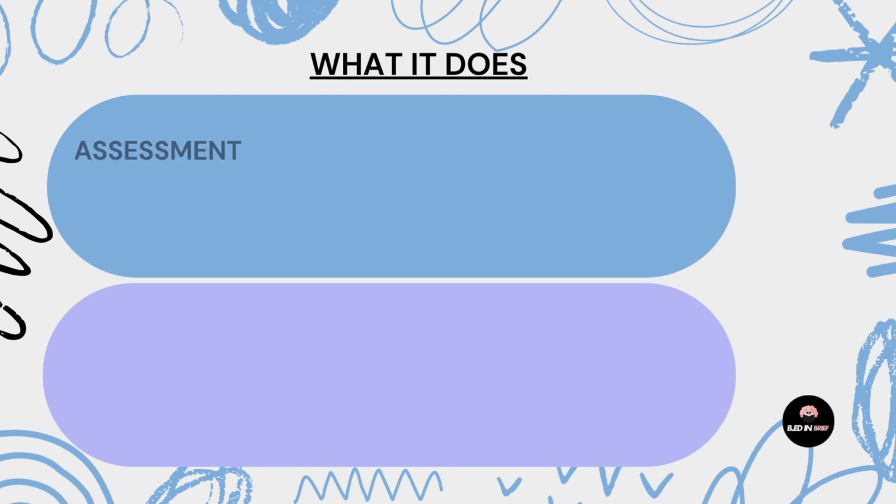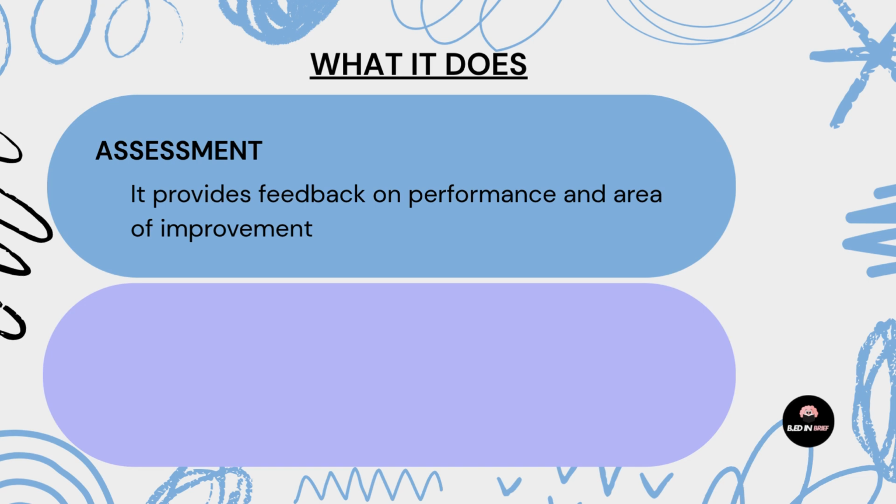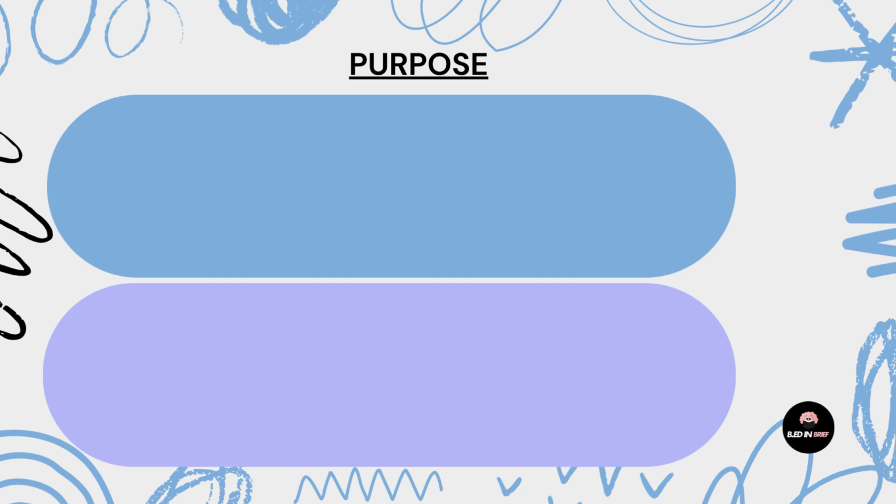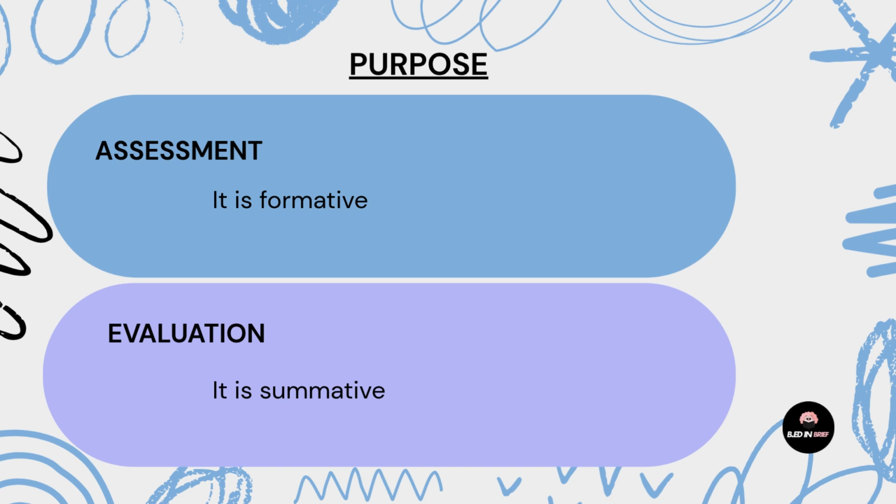What it does. Assessment provides feedback on performance and the areas that need to be improved, while evaluation determines the extent to which objectives are achieved. Purpose. The purpose of assessment is formative, which means checking students' learning during the learning process to help them improve. But evaluation, it is summative, which means it measures a student's learning at the end of the lesson or unit or course.